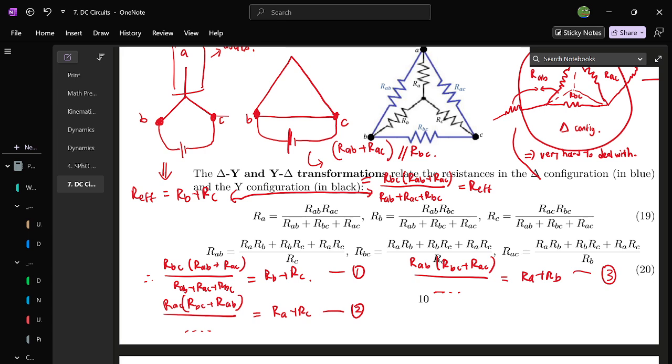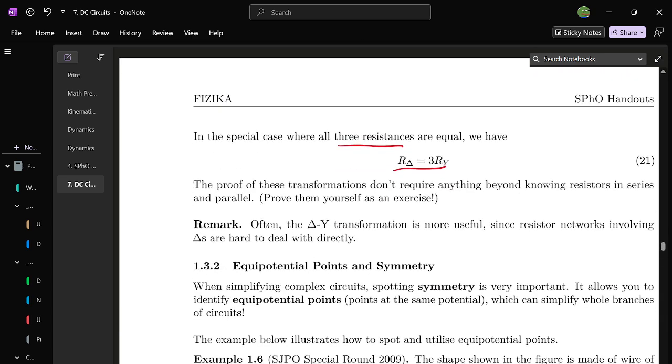So that is the outline of the proof. You can see that I didn't need to know anything other than how series and parallel work. So it's quite elegant actually. I would still recommend you to just remember it, because speed is everything. But in the event you don't remember it, you can always prove it very simply, so there's nothing to worry about. Oftentimes the delta to Y transformation is more useful, as I've mentioned earlier.